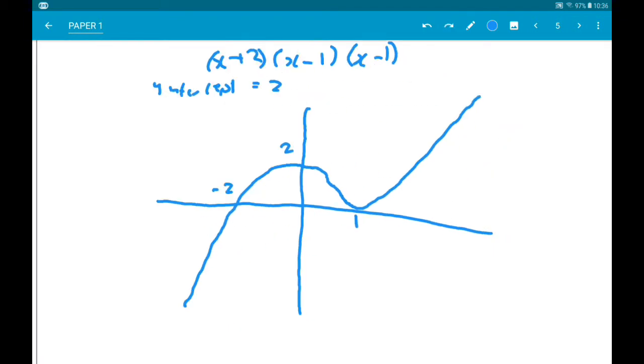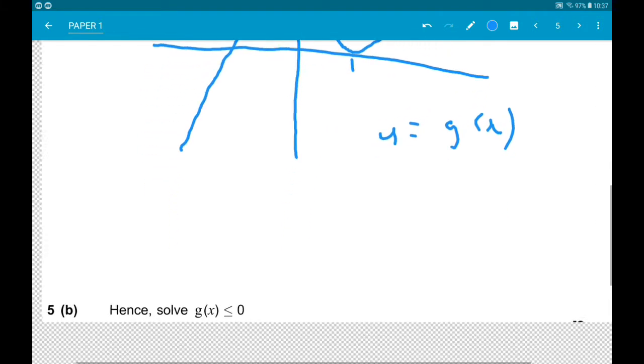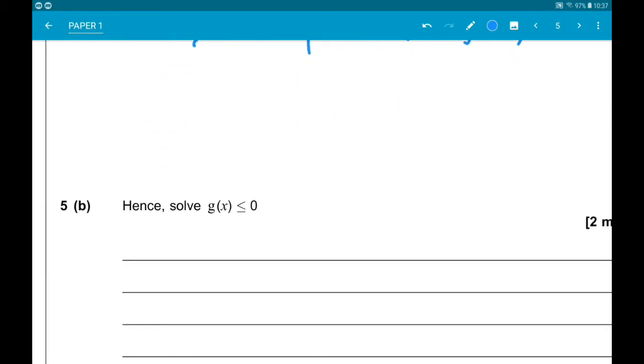Okay, we should also be good mathematicians and label our graph. So, y is equal to g of x. Cool. Okay, and then part B says, hence solve g of x is less than or equal to 0.